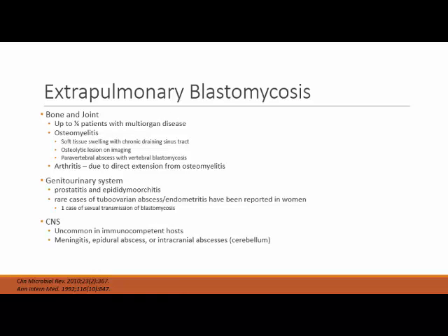Other areas of involvement, although it's reported in almost every organ, the other most common ones are bone and joint in up to a quarter of patients who have multi-organ disease. Osteomyelitis is the usual presentation. These patients can have chronic draining sinus tracts and osteolytic lesions on imaging. For the GU system, for males, prostatitis and epididymo-orchitis have been reported. There are rare cases in females of tubo-ovarian abscess or endometritis. And there's actually one case report of a woman who acquired blastomycosis from sexual transmission from a man who had disseminated disease. For CNS involvement, it's uncommon in the immunocompetent, but in our immunocompromised patients, meningitis, epidural abscess, and intracranial abscesses that tend to favor the cerebellum are common.